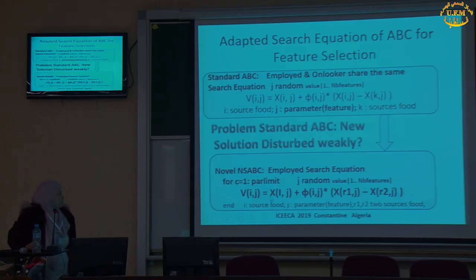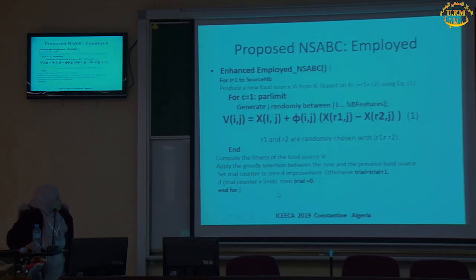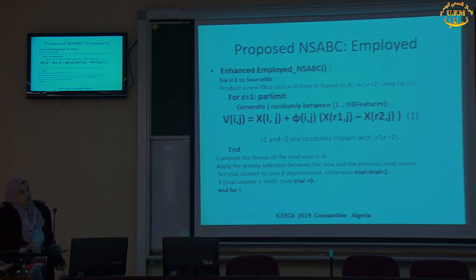Then the value of parameter change according to the size of data, and we calculate the value of the new solution and apply greedy selection. We have the code of the enhanced employed novel search artificial bee colony, from source 1 to the maximum number of sources. The source here is the candidate solution. From 1 to source ND, we produce a new source VI from XI.